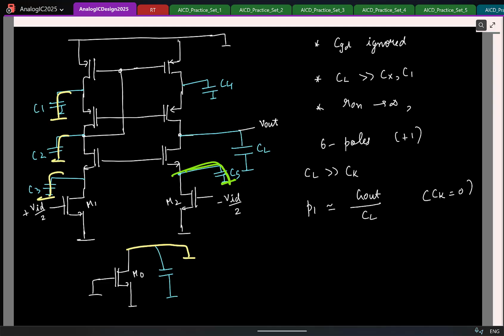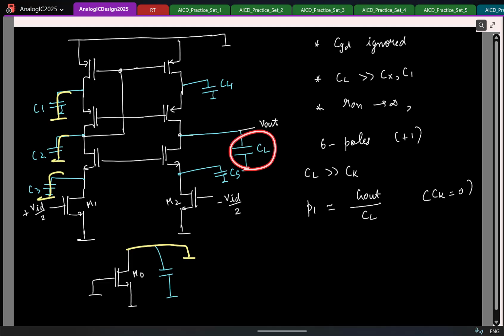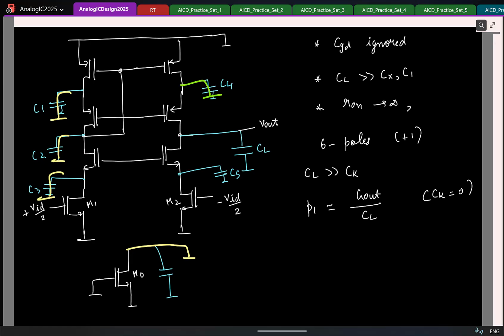Now, can I short C5? We just saw for the cascode. If you short C5, whatever voltage you apply here will be converted to a current by this transistor, and all of the current will flow through the short circuit, making the output 0. So I cannot short C5. Can I short CL? This capacitor also cannot be shorted, but I can short this one. So how many zeros can I have? Yeah, 4 zeros.